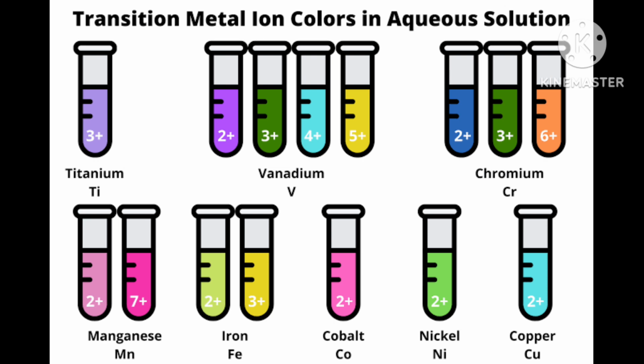This structure you can write in brackets, and outside the bracket you write 2 minus. This is the chromate ion having 2 negative charge.